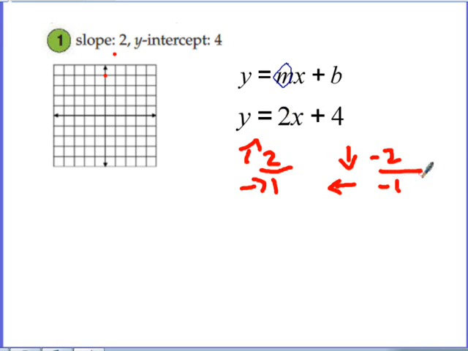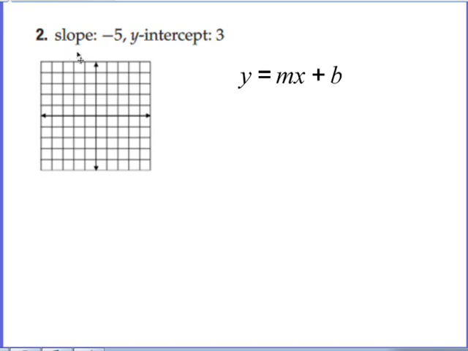So these are the same thing. So I can go the opposite direction as well to get some more points. So I can go down 2, left 1. Down 2, left 1. And now I have a series of points and I can draw my line. And this is going to be really ugly because it's hard to draw a straight line on here, but you will have a ruler and do it perfectly. And there's that line, y equals 2x plus 4.